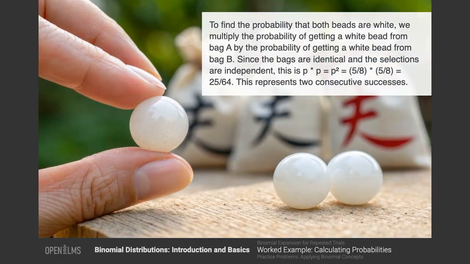To find the probability that both beads are white, we multiply the probability of getting a white bead from bag A by the probability of getting a white bead from bag B. Since the bags are identical and the selections are independent, this is P times P, which equals P squared, equals 5/8 times 5/8, which equals 25/64. This represents 2 consecutive successes.